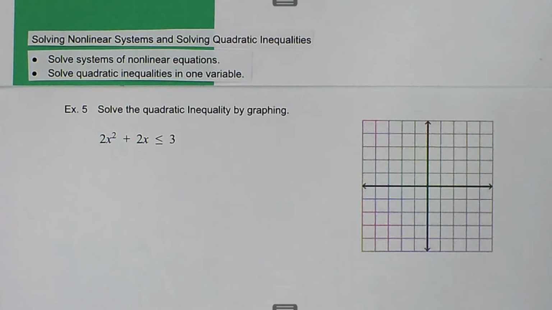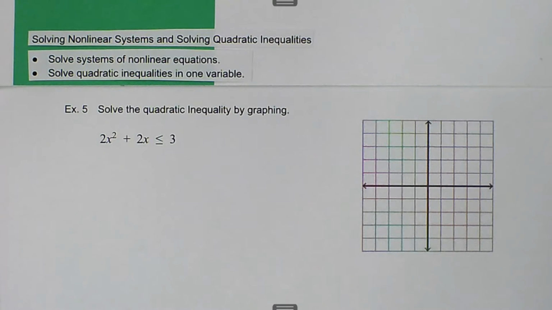We are talking about solving nonlinear systems and solving quadratic inequalities. In this case, we want to solve a quadratic inequality in one variable. So solve the quadratic inequality by graphing. So we have 2x squared plus 2x is less than or equal to 3.